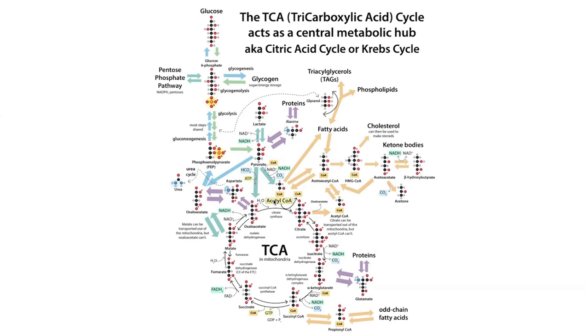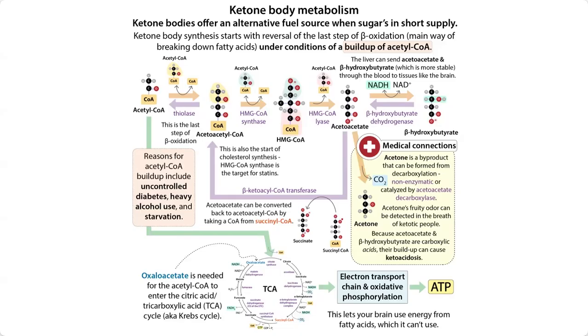It's really important that we don't just keep making acetyl-CoA, because what can actually happen is that when you have a lot of acetyl-CoA, they can join together to form these things called ketone bodies. And these ketone bodies can actually go through the bloodstream.